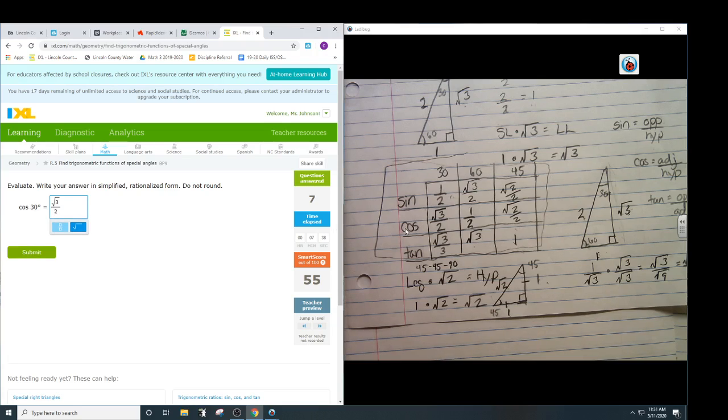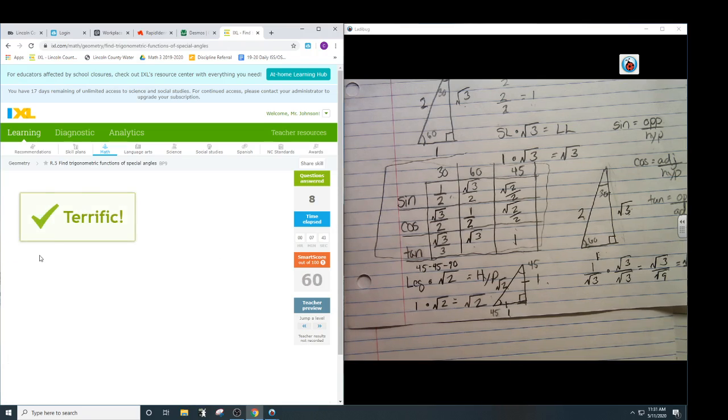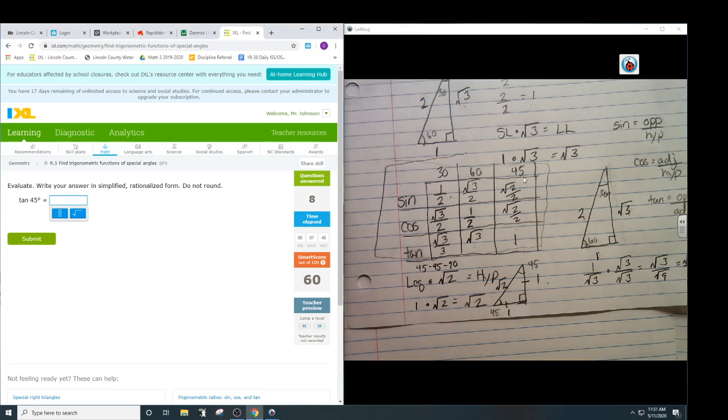Now cosine of 30, guys. Cosine of 30. Square root of 3 over 2. Press enter. Tan of 45. Tan of 45. It means this block is 1. Tan of 30 is this guy. Tan 30 is square root of 3 over 3. Submit.